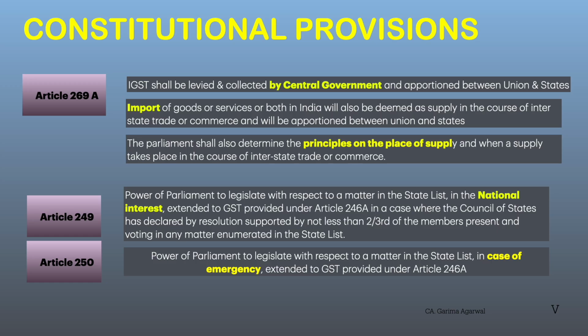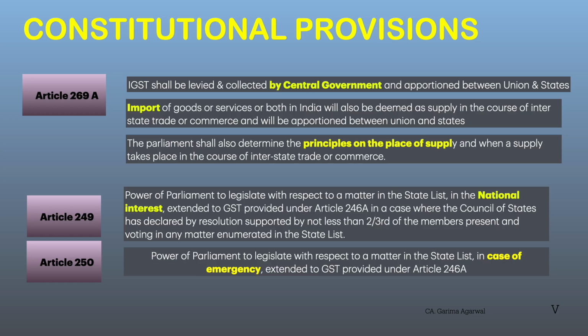First is the revenue sharing, that is the apportionment. While the center collects IGST, the money does not belong solely to the center. Article 269A states that the tax collected shall be apportioned between the union and the states. So for example, if the good is sold from Maharashtra to Delhi, the seller that is in Maharashtra will collect IGST from the customer in Delhi and pay that IGST to the central government.